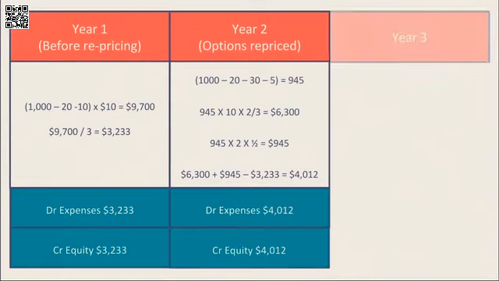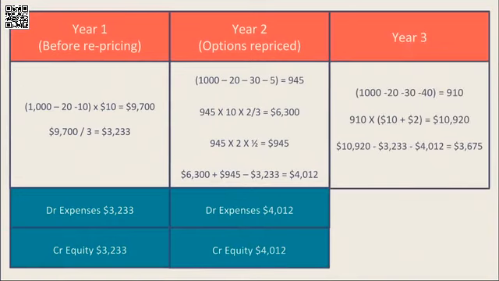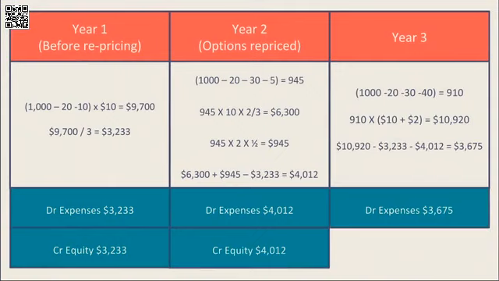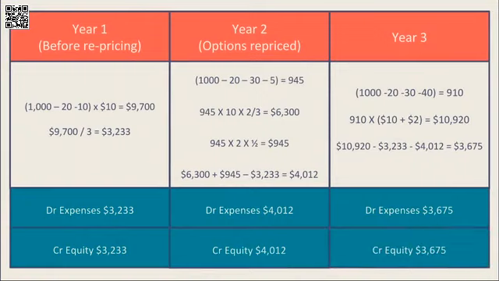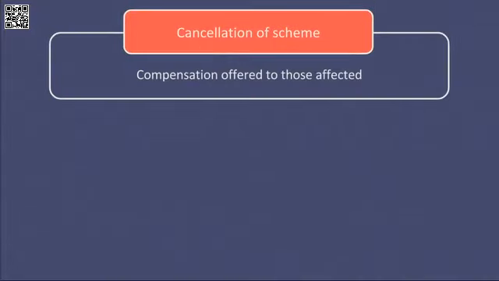And finally, in year 3, 1,000 minus 20 minus 30 minus 40 multiplied by $10 plus $2 equals $10,920 less 3,233 less 3,600, which is recognised in the financial statements with the following journals: debit expenses 3,675, credit equity 3,675. So that's how you record the change in options value.